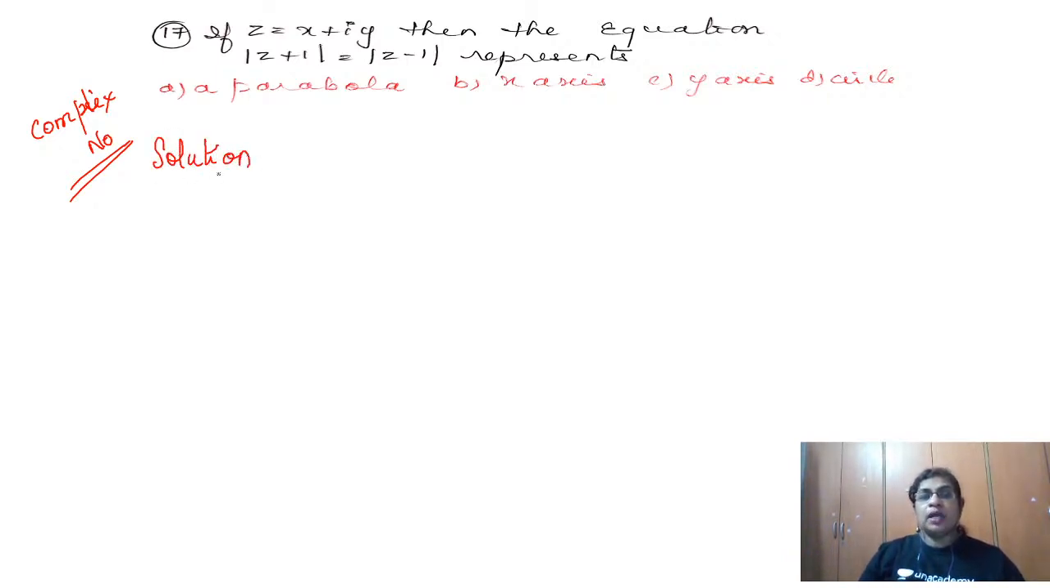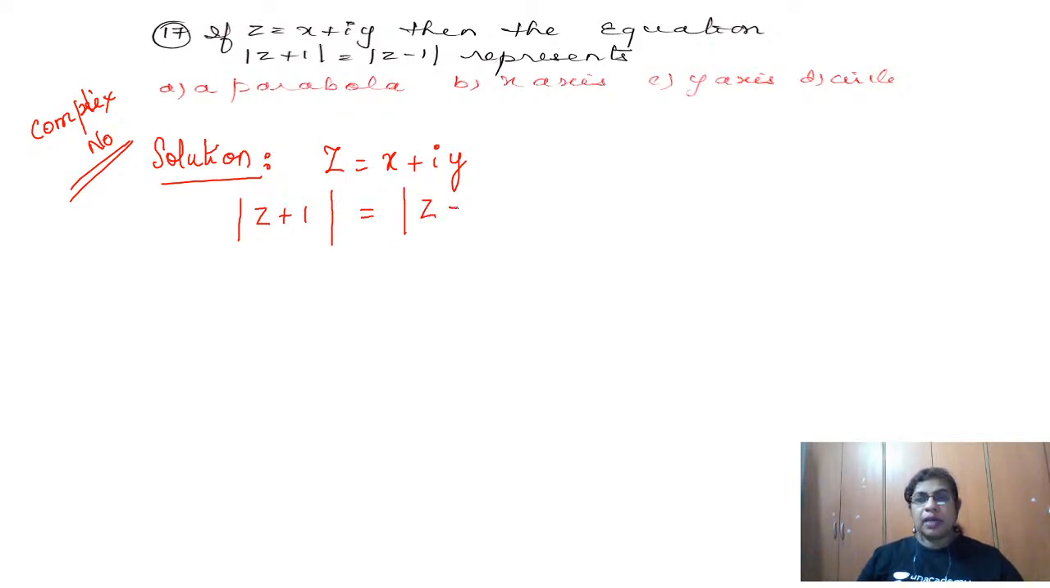What is given to us? It is given that z is nothing but x plus i into y. So this is given to me. And also one more condition is mentioned. What is the condition given to us? Modulus of z plus 1 is equal to modulus of z minus 1.